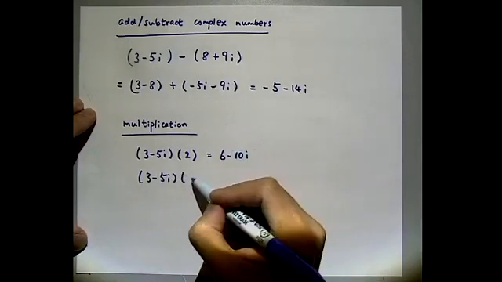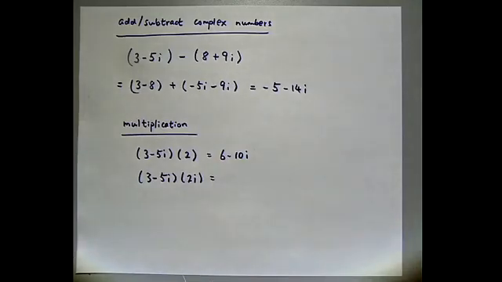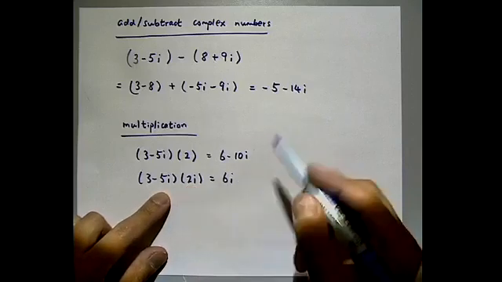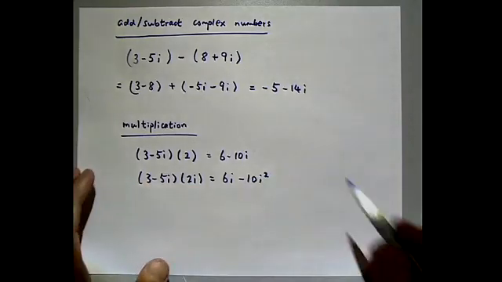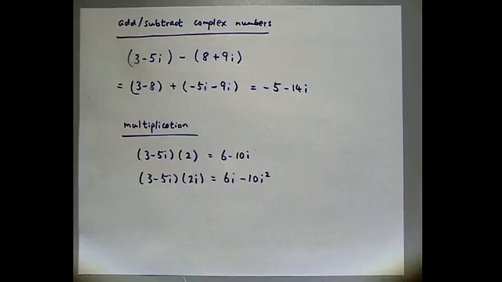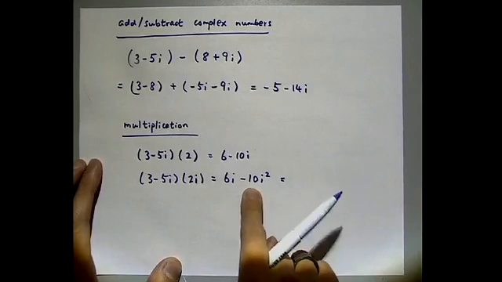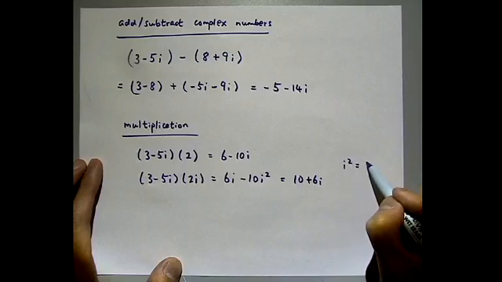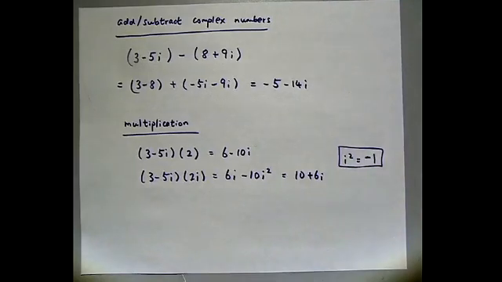A complex times an imaginary. And this is still also pretty intuitive. 6i minus 10i squared, right? And what's i squared? That's right. So this becomes plus 10, right? Remember, the definition of i is the square root of minus 1. So if I square i, I get minus 1 back.